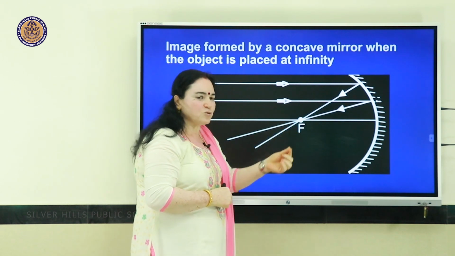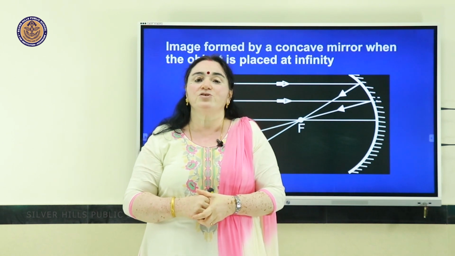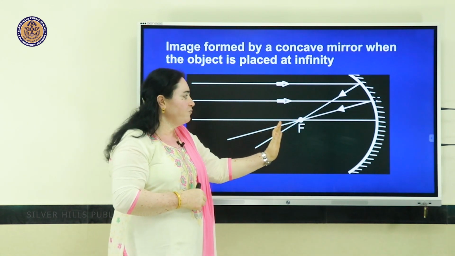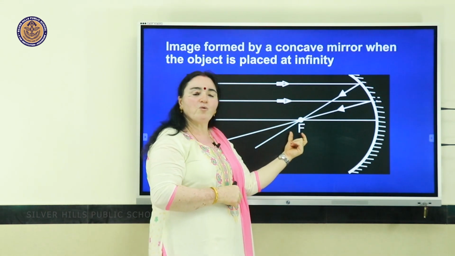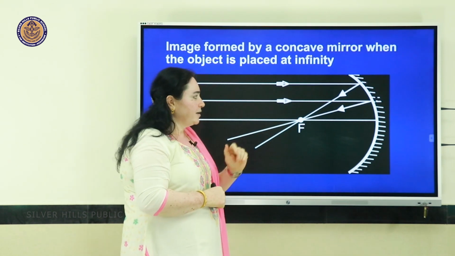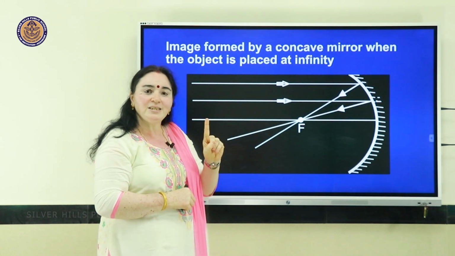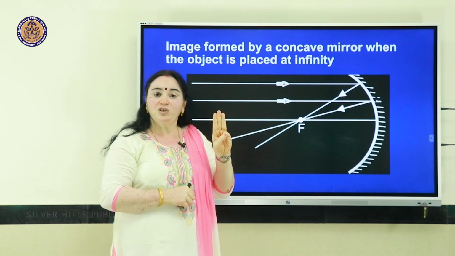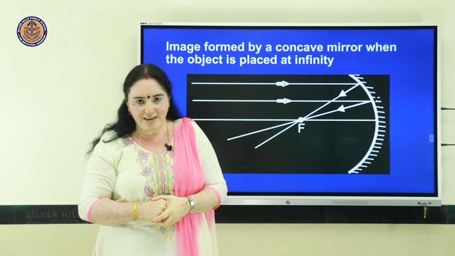You could see that the image is very, very small and it is called a highly diminished image, or it is just called a point image. The image is actually formed in front of the mirror and it can be obtained on a screen. Hence, the image so formed over here is a real image. So, what are the features of this particular condition where the object is placed at infinity? First of all, image will be created at focus. Second, image is point size. Third, image is real and it is inverted because it can be obtained on a screen.